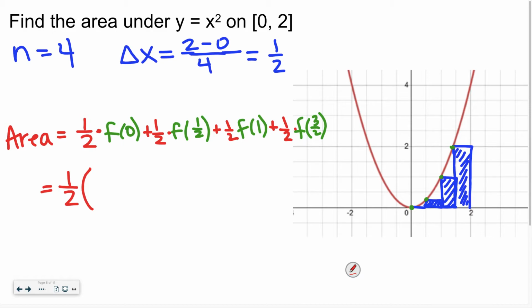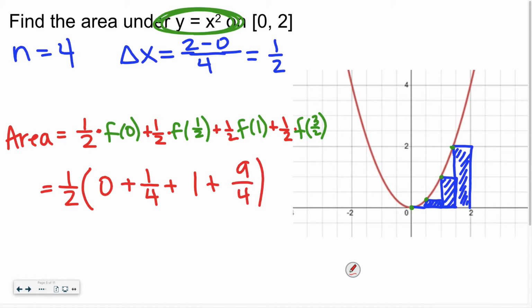So our function is y equals x squared. So when I plug 0 into x squared, our y value is 0. When I plug 1/2 into x squared, our y value is 1/4. When I plug 1 into x squared, our y value is 1. And when we plug 3/2 in, we get 9/4.